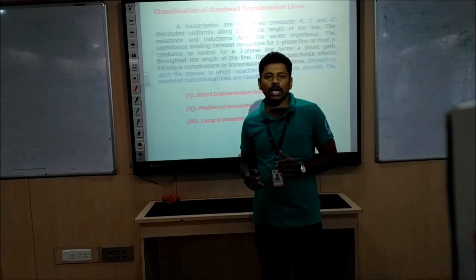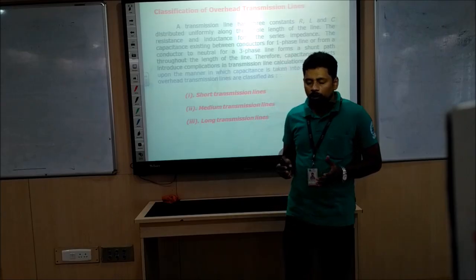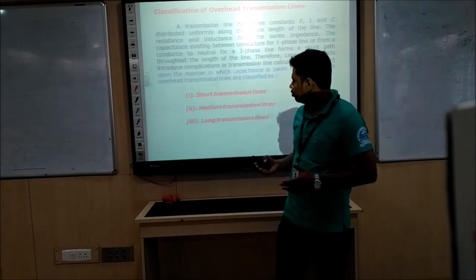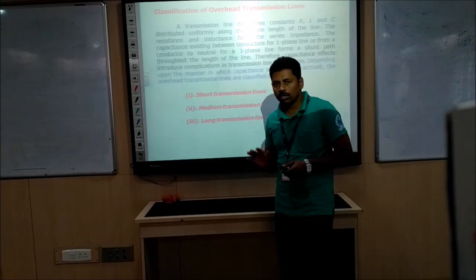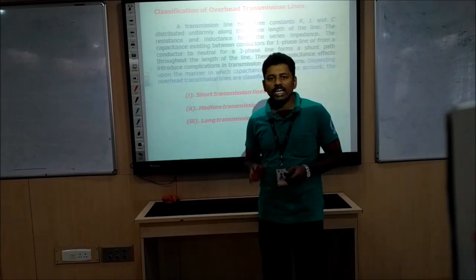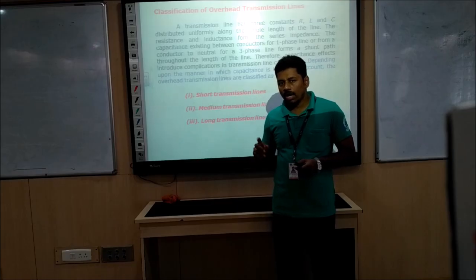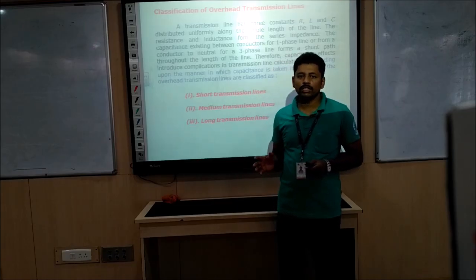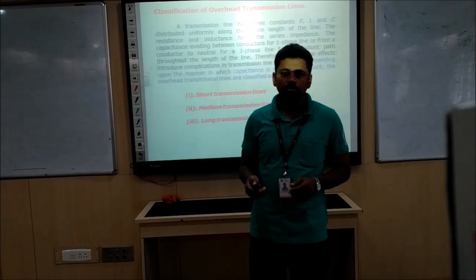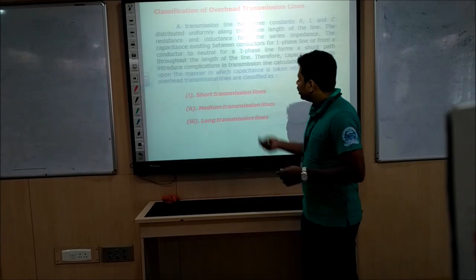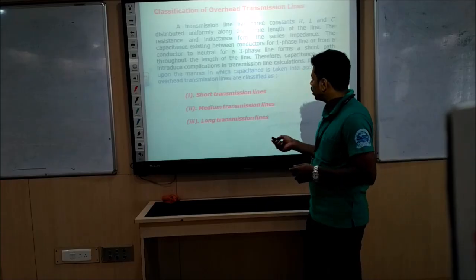Coming to the medium transmission line, here we consider all three parameters: resistance, inductance, and capacitance. But all three are lumped parameters. Instead of distributed in nature, we consider them as lumped parameters. In a long transmission line, all three parameters are also considered, but the main difference is that the RLC are distributed, which is the same as in the real-time system. The way the real resistance, inductance, and capacitance are distributed, we consider them the same way. So there are three models of transmission line based on the line length and working voltage.